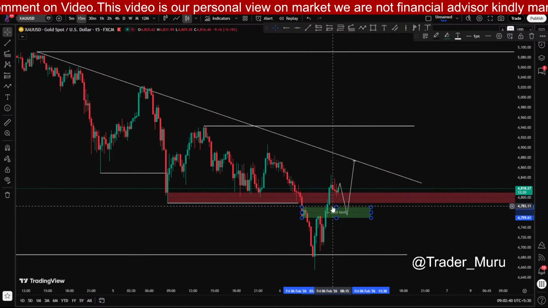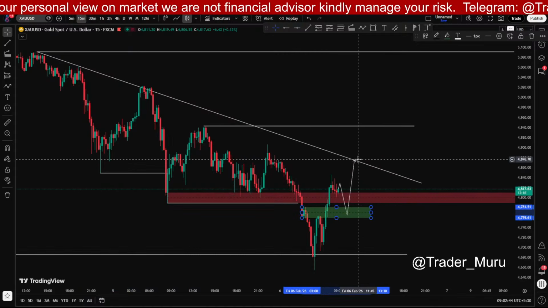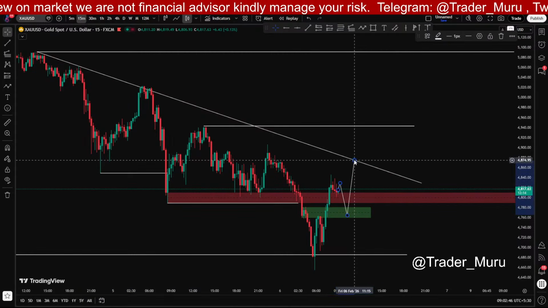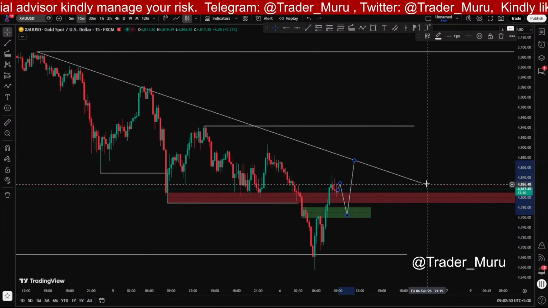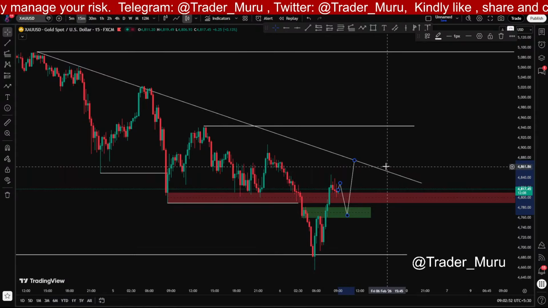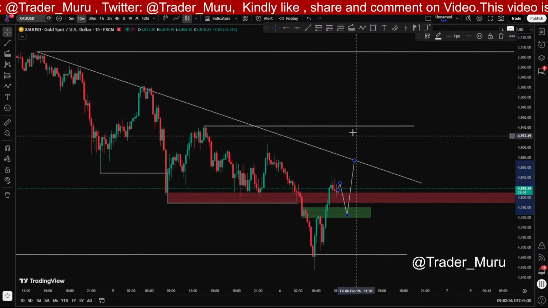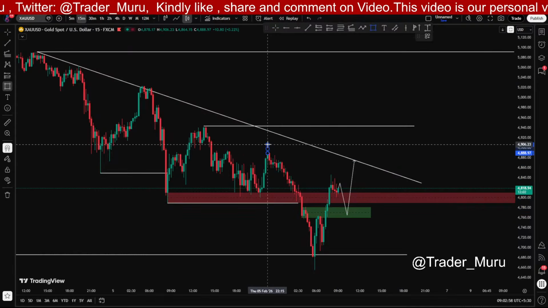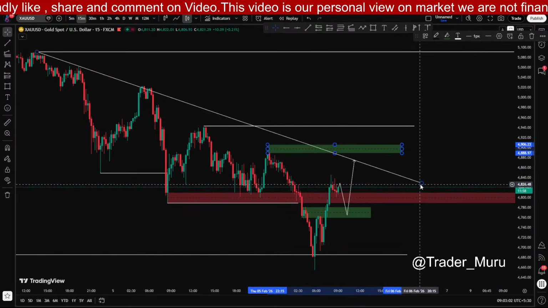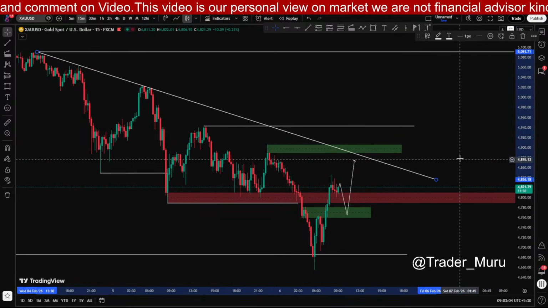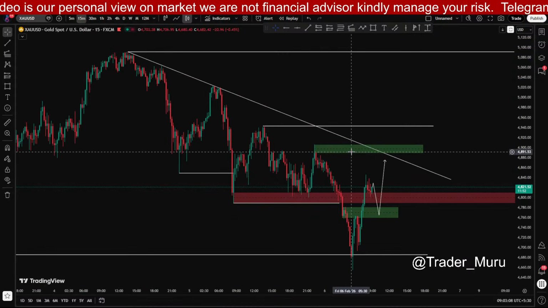Wait for this green zone to be tested, and if this area gets tested, you can buy for the scalp retracement towards the target of this upper trend line near about 4875 to this zone here. This is the full rejection area, 4888 to 4900 here. This will be the target.